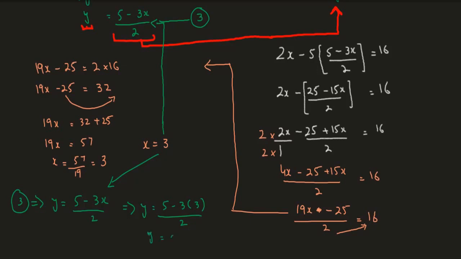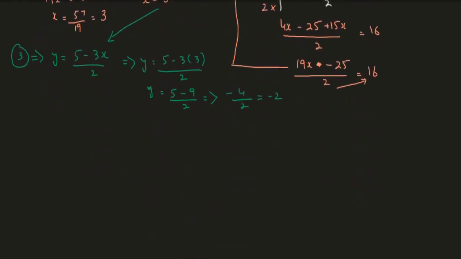So y is equal to (5 minus 9) divided by 2. 5 minus 9 is minus 4, divided by 2, and my final answer for the value of y would be minus 2. So x is equal to 3 and y is equal to minus 2.